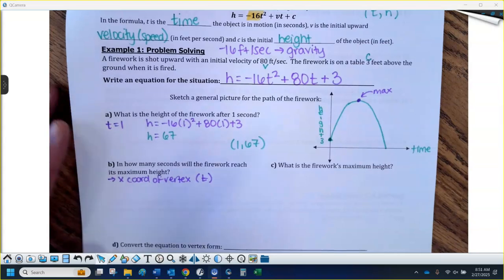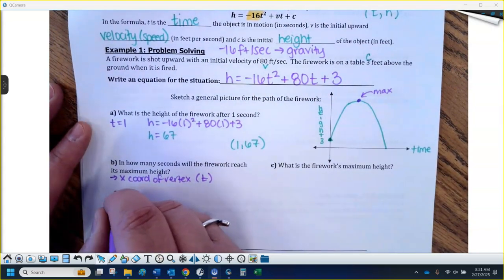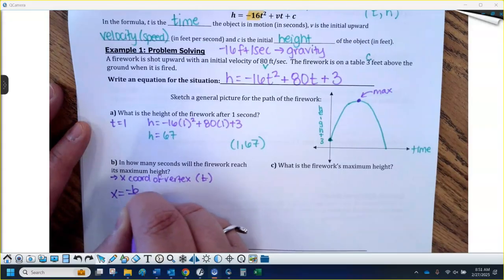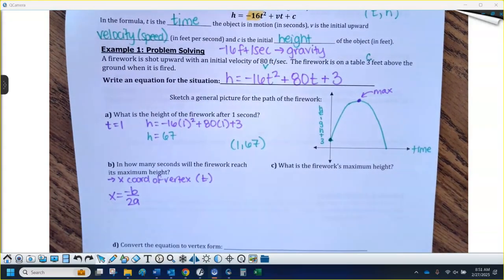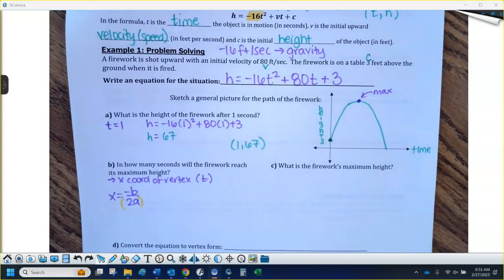Okay, if you guys remember, if you have standard form, which is what we have here, the x coordinate of the vertex is negative b over 2a. And especially for today, this is going to be super important. We want to take whatever the opposite of b is and divide it by whatever the product of 2a is. We want to figure out what the bottom of that fraction is.